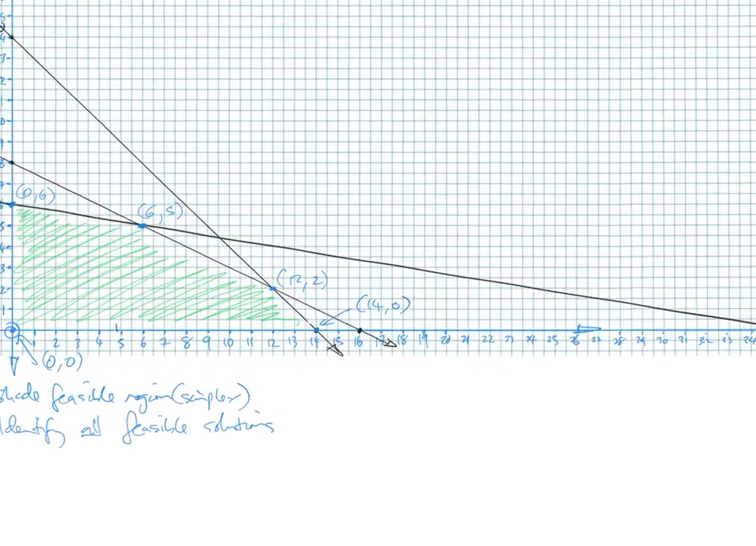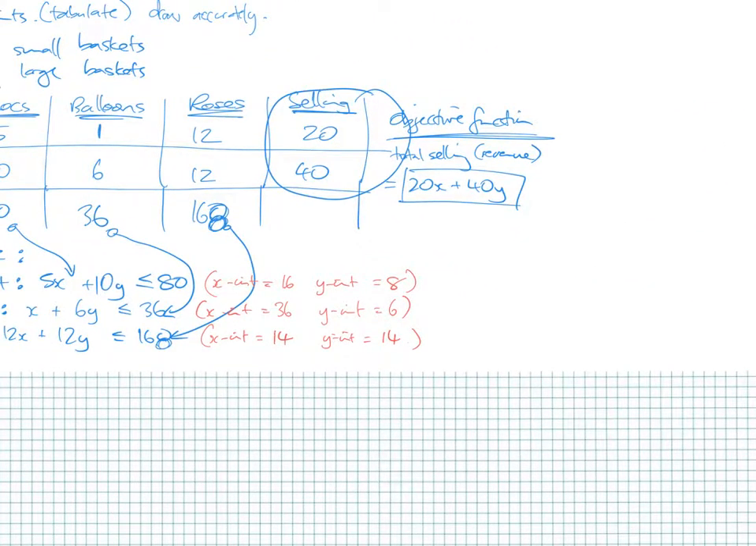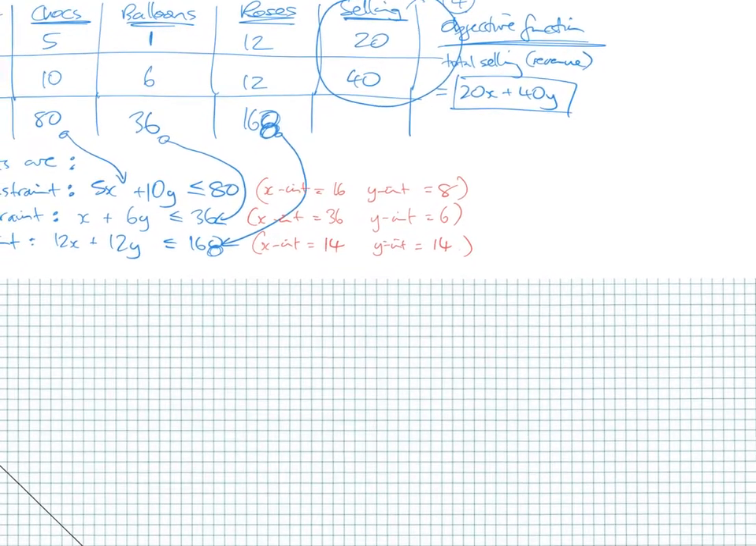Step 4, define the objective function. Well, we're trying to maximize the revenue or the selling, so this is the objective function here. It's going to be 20 times the number of small baskets plus 40 times the number of large baskets, because that's how much they sell for.